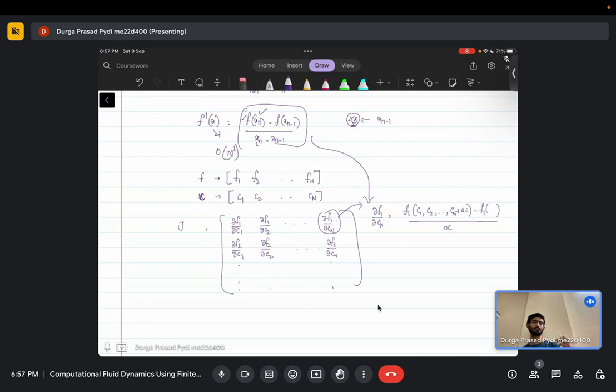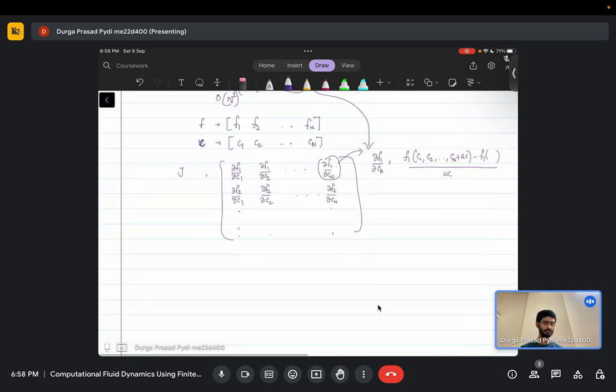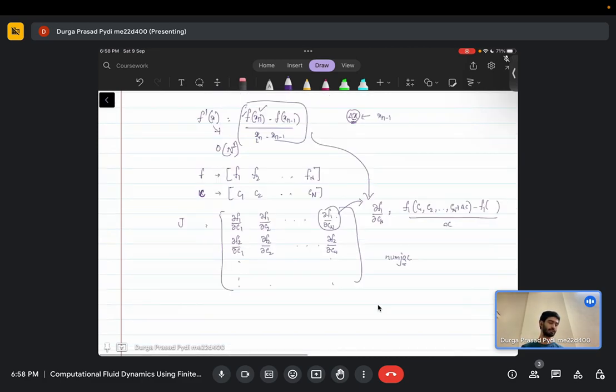This is something that is by default implemented in MATLAB in a more stable way. I don't remember the function, but it is something like numjac, numerical Jacobian or something. You can do it in a numerical way to estimate your Jacobian and use it, but it will be computationally more expensive compared to the analytical one.